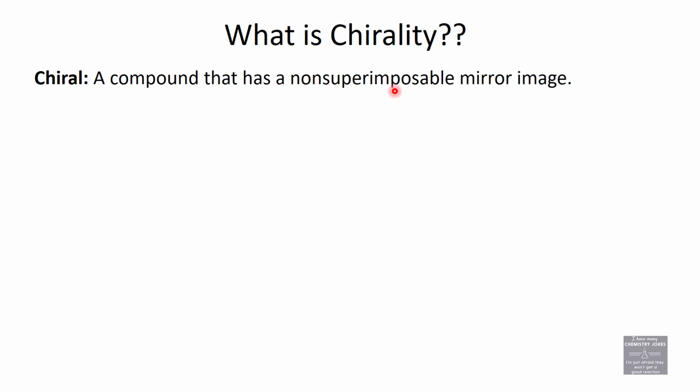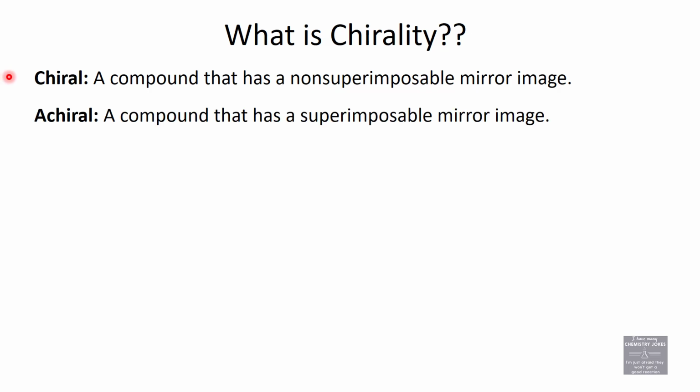What does that mean? Non-superimposable means pick up the mirror image, see if you can rotate it, manipulate it in any way to fit and match the original compound. If it does not fit, does not match, that's called non-superimposable. A compound could also be achiral, as in not chiral. A compound that has a superimposable mirror image is an achiral compound.